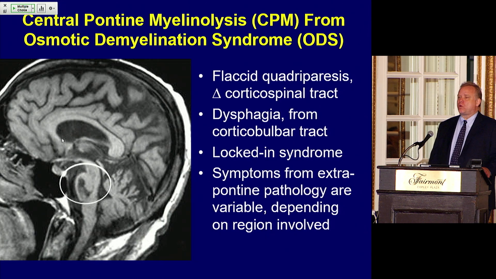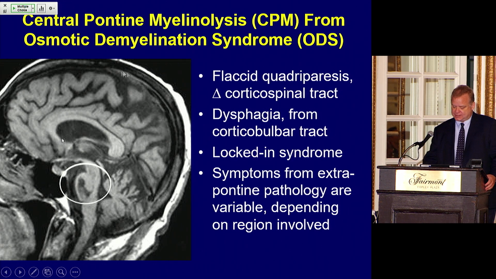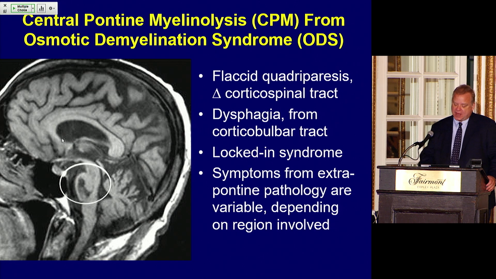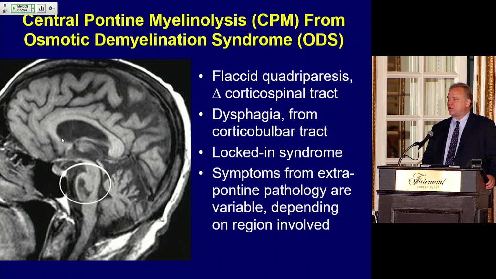This is what we want to avoid. It's the patients with osmotic demyelination. Classically, that's associated with central pontine myelinolysis, which is circled here for the nephrologist to recognize. These patients get flaccid quadriparesis. They can get symptoms from changes in the corticospinal tract. They can get dysphagia from corticobulbar tract. They can get a locked-in syndrome. And about 30-40% of them will have other symptoms based on other regions of the brain that are involved. They can be Parkinsonian, for example, because of problems with the thalamus.